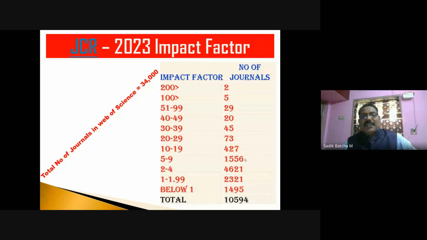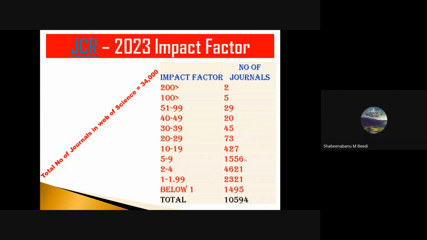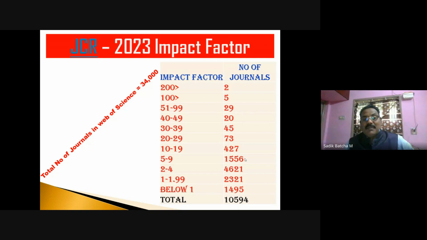51 to 99, 29 journals. You might have seen in that list, in this slide, which impact factor journals are high. You can just have a look at it. 2 to 4 only, am I right? Yes, 2 to 4 impact factor journals are 4,621. Next category is 1.1 to 1.99, 2,321. And below 1, impact factors are 1,495.